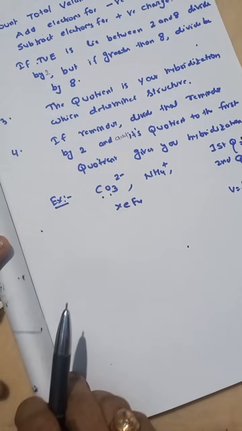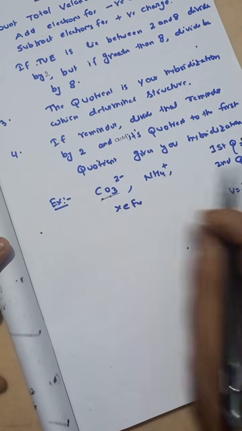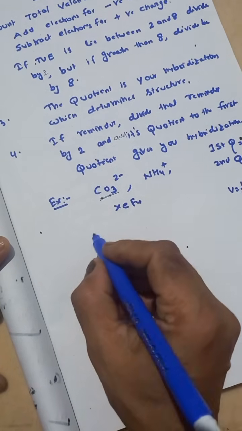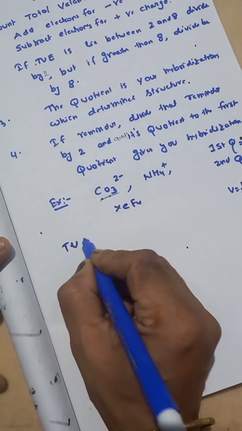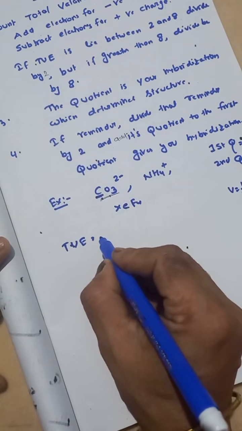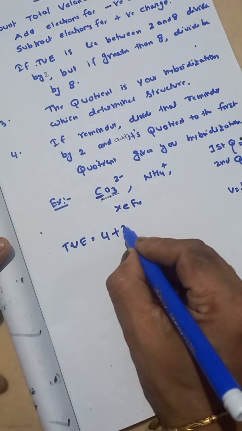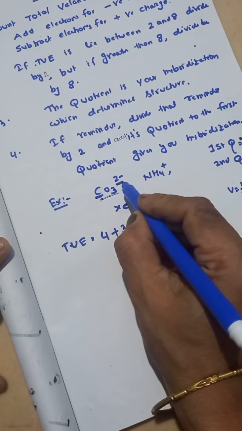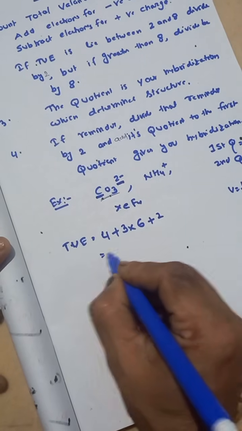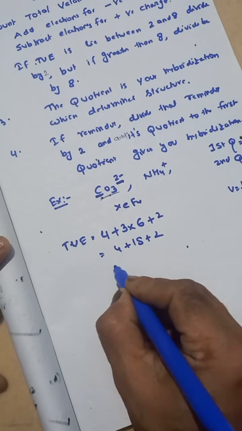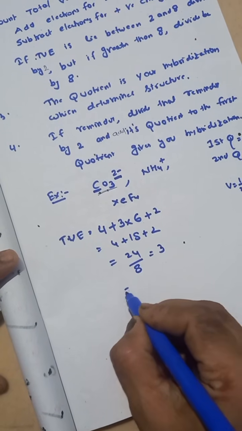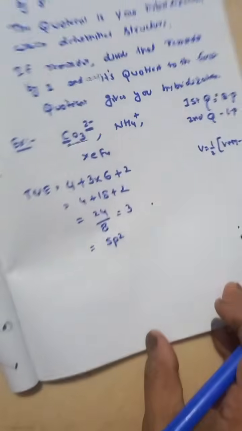Let us learn it by taking examples. First of all, I am taking the example of CO3 2-, the carbonate ion. So here in the carbonate ion, what is the total number of electrons? TVE is equal to the valence electrons of carbon, that is 4, plus there are 3 oxygens, 3 into 6. As the negative charge is there, 2 electrons are added. So 4 plus 18 plus 2, that is 24. As it is greater than 8, divide by 8, then you will get 3. That means your hybridization is sp2.